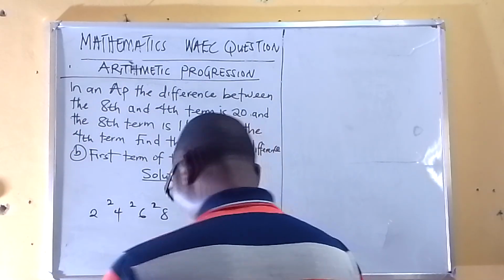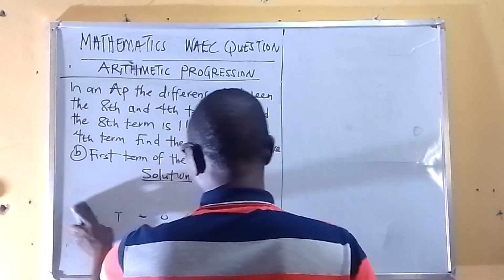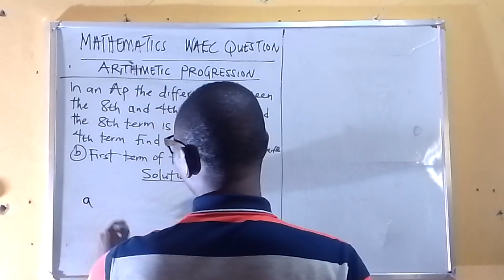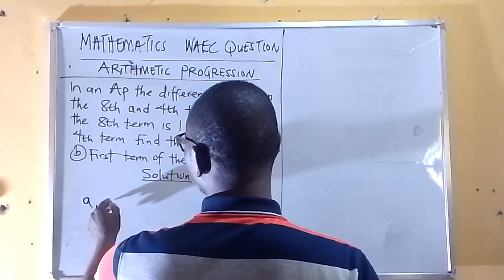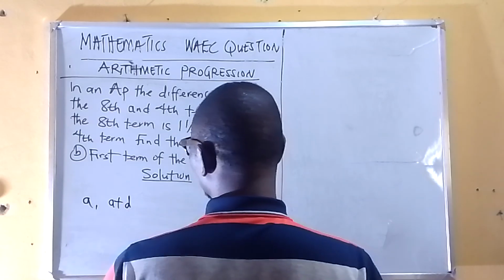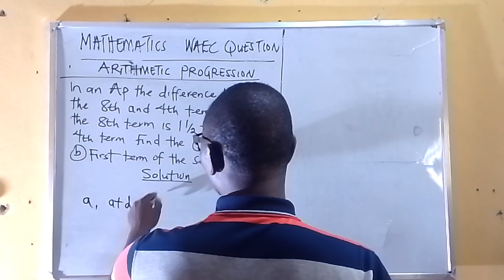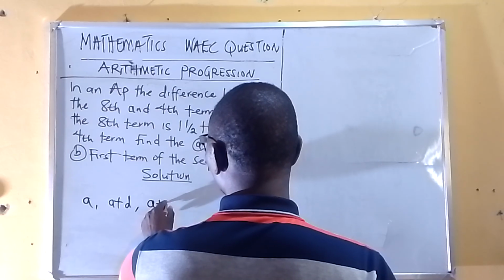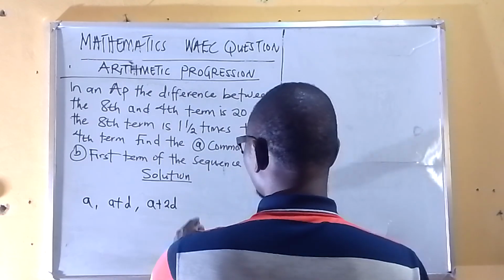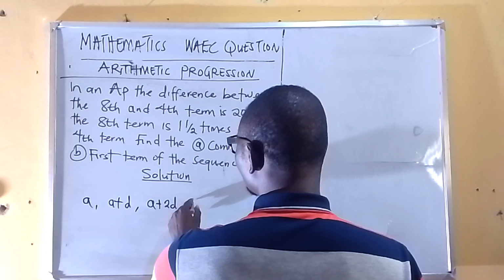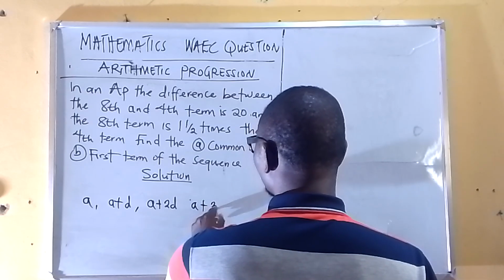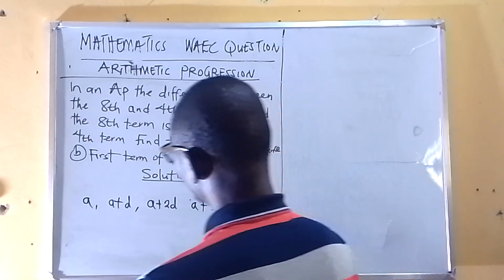Now, the general form of an arithmetic progression is that first of all you have the first term, a. The second term is the first term plus the common difference. Then to get the third term, you have the first term plus 2 times the common difference. Then to get the fourth term, you have a plus 3d, and so on.